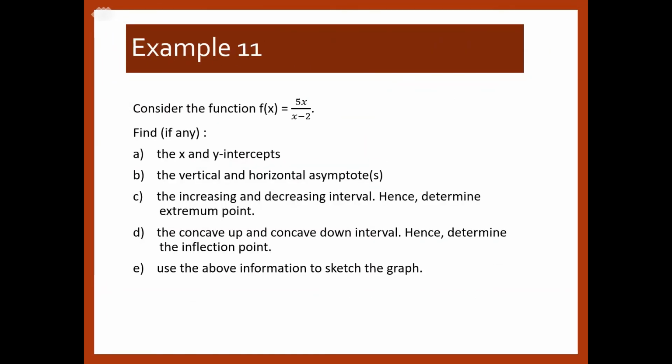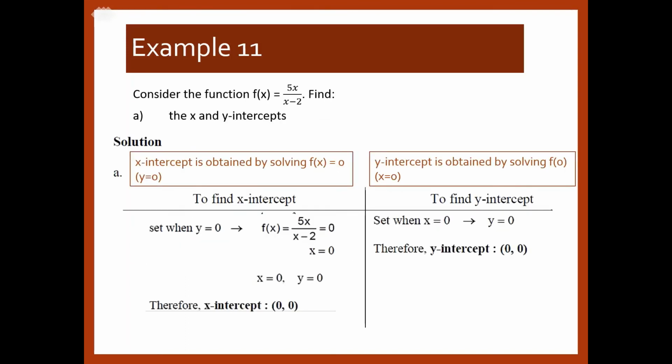Now, refer to example 11. Given a rational function in which you need to find those information and finally sketch the graph. To find the x-intercept, you need to solve f(x) equal to 0, in which y is 0. By solving f(x) equal to 0 and simplify, you will get one x-intercept, which is (0, 0).